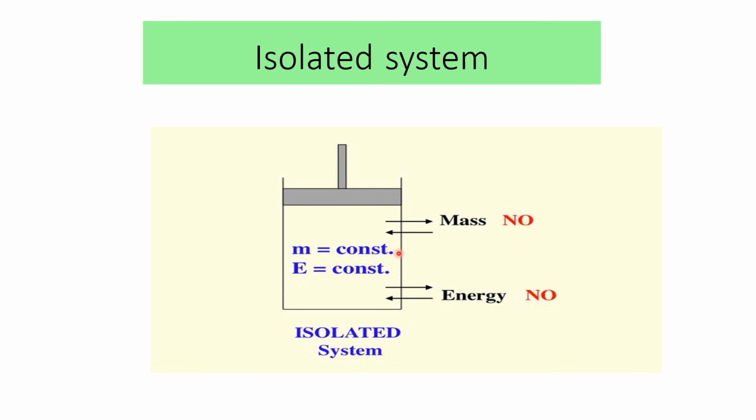And another simple example we can take is the flask. A thermos flask is an example of an isolated system where both mass and energy are not crossing the boundary of the system.